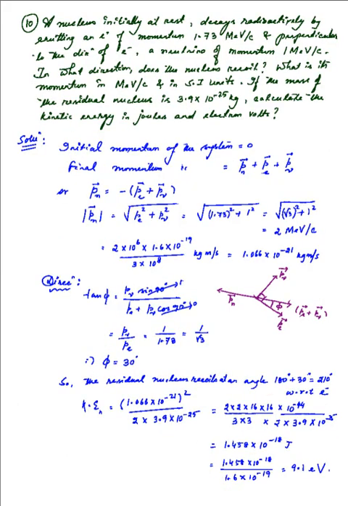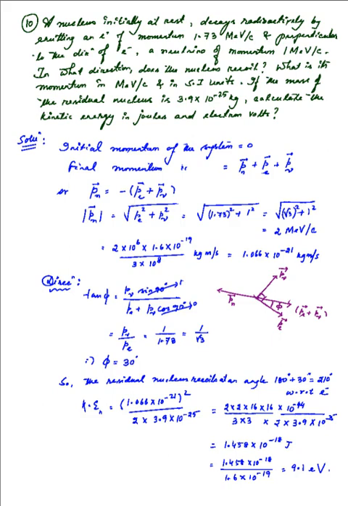In the next bit we have another case of a nucleus which was initially at rest, but this is more mechanics based. A nucleus initially at rest decays radioactively by emitting an electron of a certain momentum, which has been given as 1.73 mega electron volt per c. C, as you know, is the speed of light. Perpendicular to the direction of the electron emission we have a neutrino which has a momentum of 1 mega electron volt per c. In what direction does the nucleus recoil?